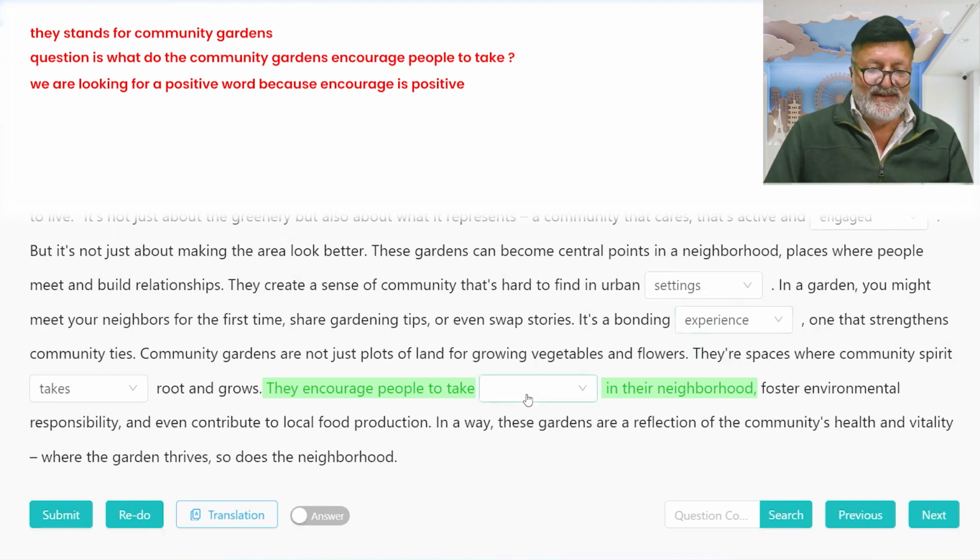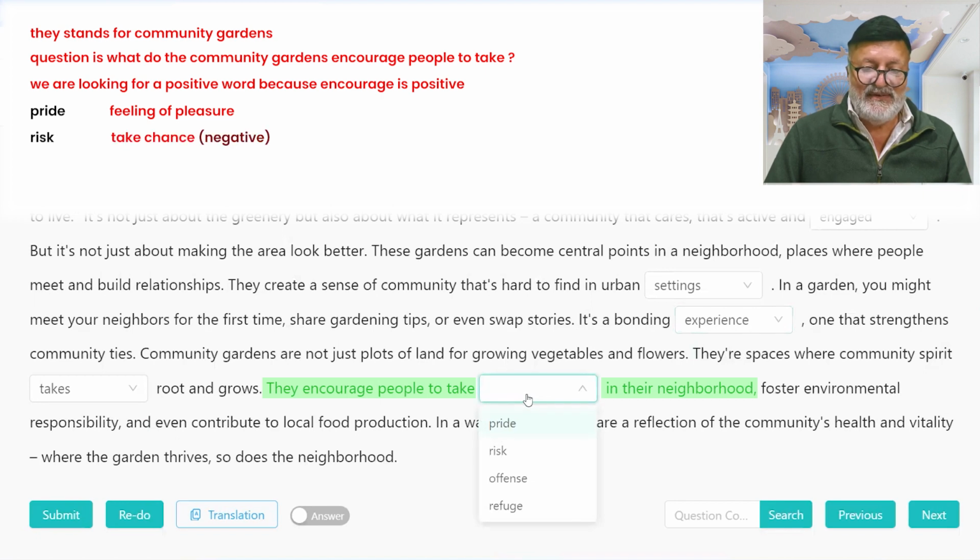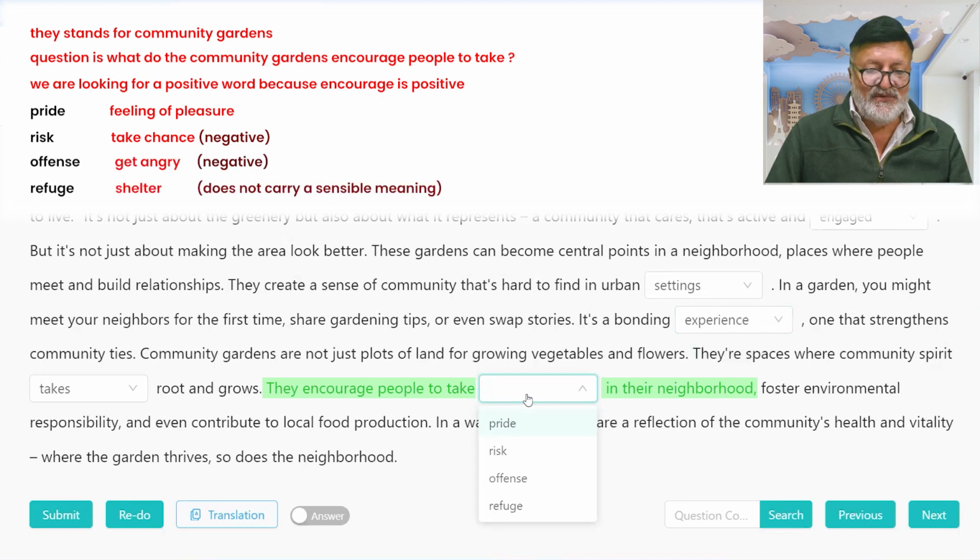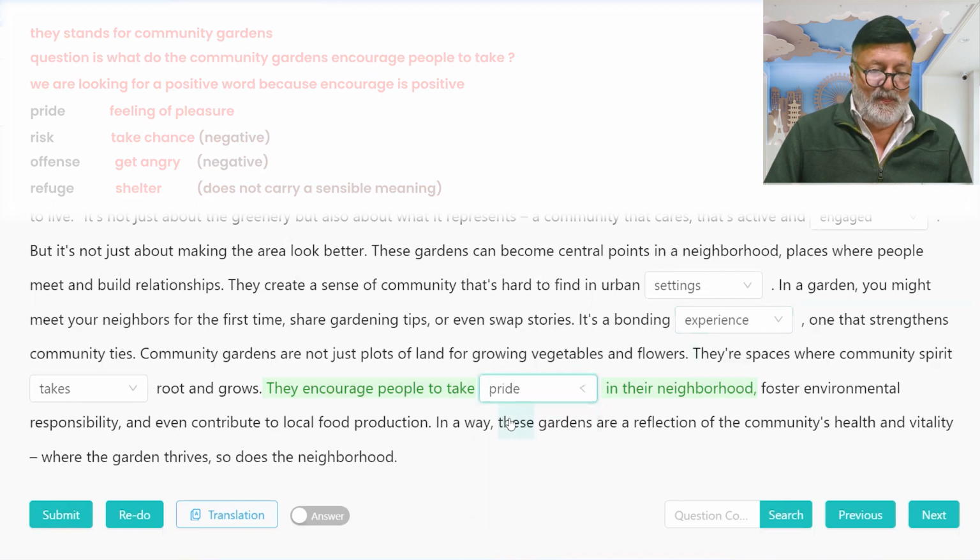The four choices are pride, which means feeling of pleasure, risk, which means take chance, offense, which means get angry, and refuge, which means shelter. Risk and offense cannot be the right choice because they are negative in nature. Take refuge in the neighborhood does not carry any sensible meaning. Therefore, the choice has to be pride.